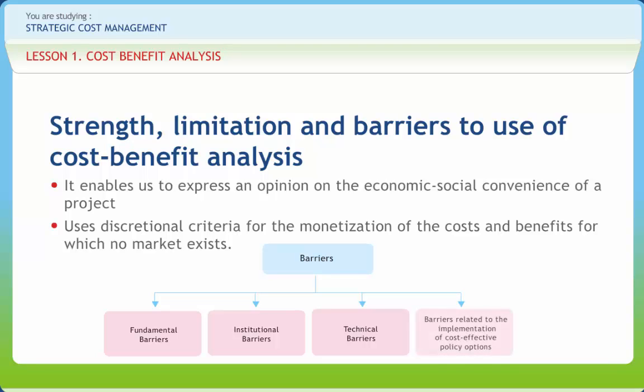Next are barriers related to the implementation of cost-effective policy options. They include lack of power, vested interest in road safety measures, lack of incentives to implement cost-effective solutions, and lack of marketing of efficient policies.